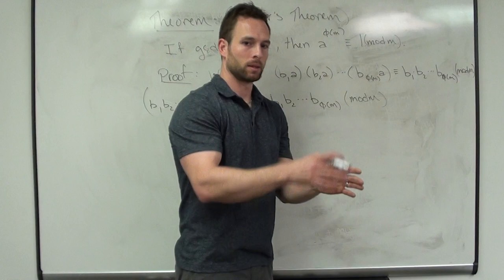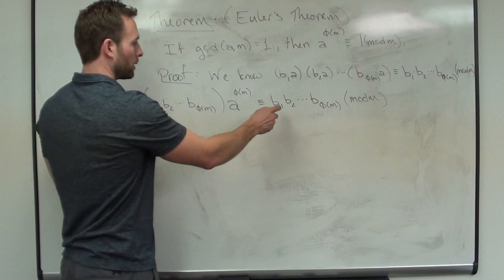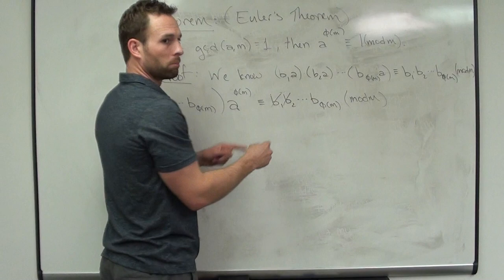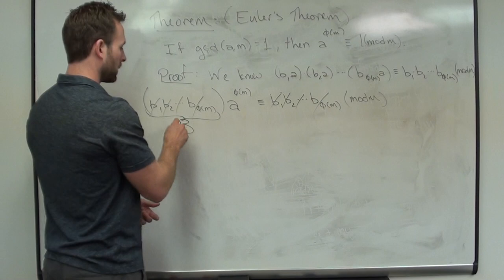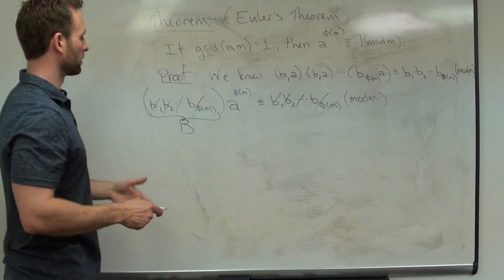That's that exact set. So b1 is co-prime to m, right? So gone. b2 is co-prime to m, gone. b3 is co-prime to m, gone. All the way through b sub phi of m, they're all co-prime to m, right? So they can all cancel out. The book just says this big thing right here is big B. And so that product's going to be co-prime to m, so we can cancel that all at once. And there's nothing wrong with doing that. Maybe it looks a little bit prettier canceling out that big B all at once.